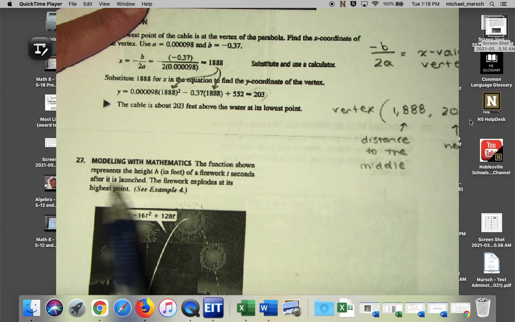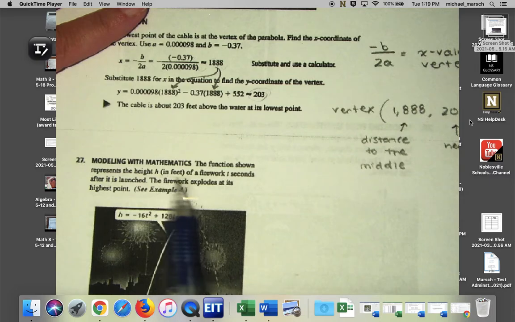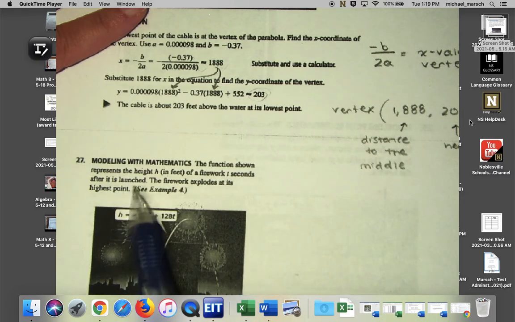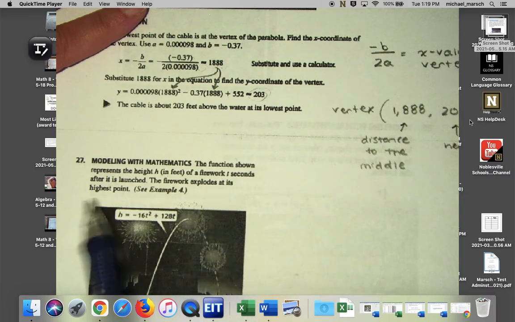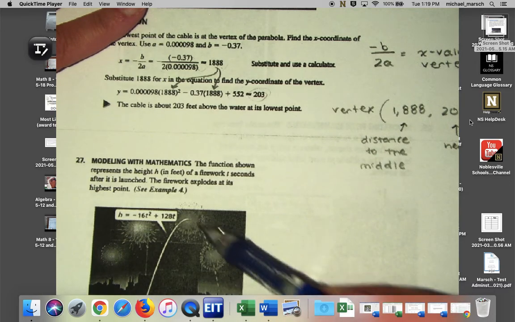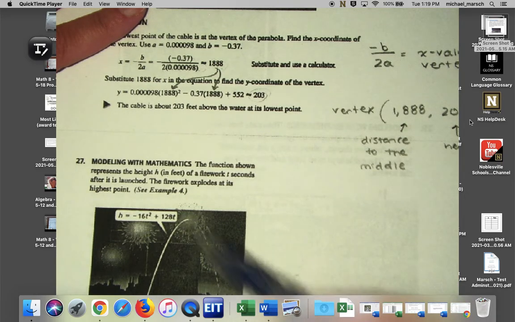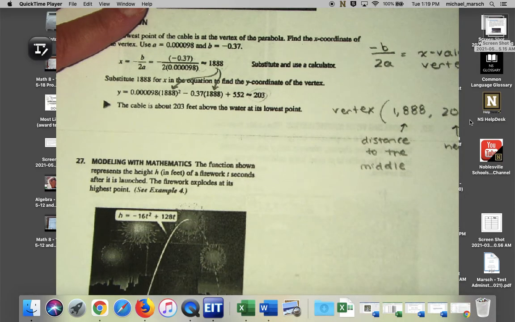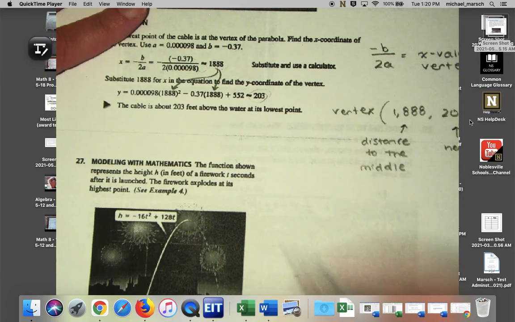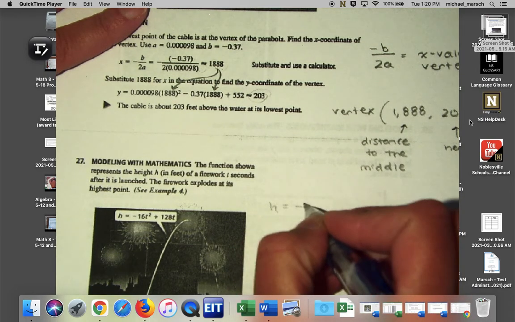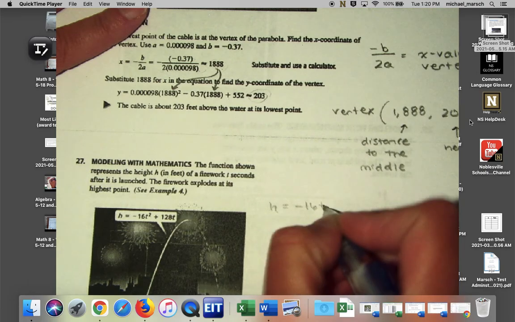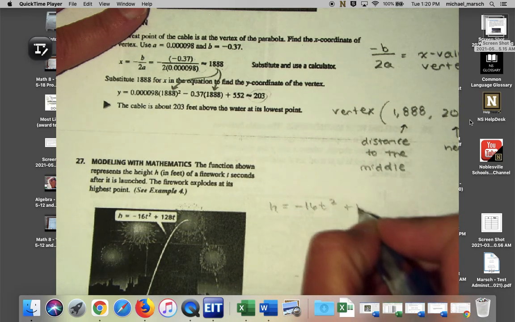The function shown represents the height, h, in feet of a firework t seconds after it's launched. The firework explodes at its highest point. All right, so you can see how it goes up, and then they show this dotted line of where it would go down if a firework were to continue on its trajectory. Okay, so we have h equals negative 16t squared plus 128.